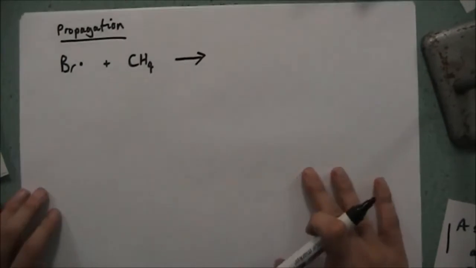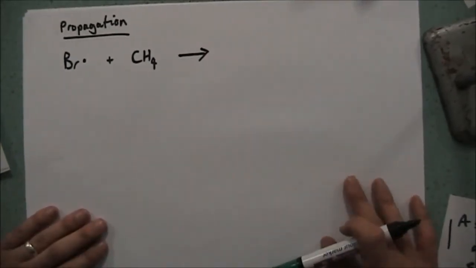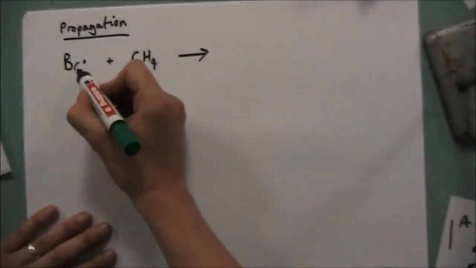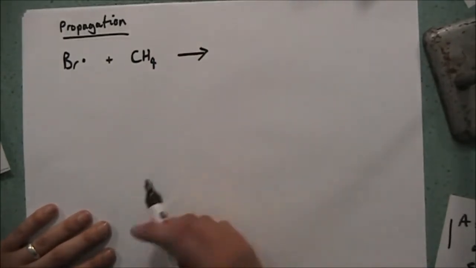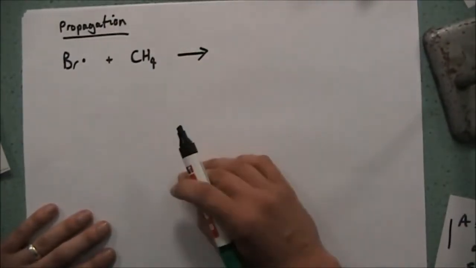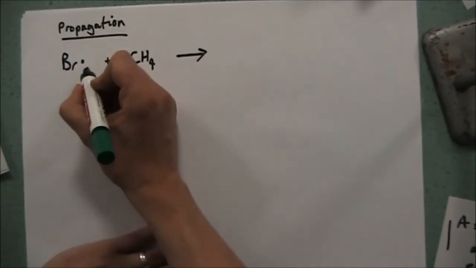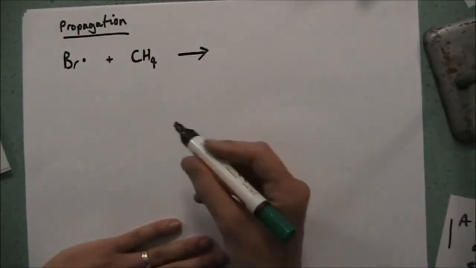The second step is called propagation, and what we're doing is basically starting a kind of chain reaction. The bromine radical is going to come across some kind of alkane or whatever else we put in there, but for your course it's an alkane. We're going to take the bromine, and we're going to react it with the CH4.